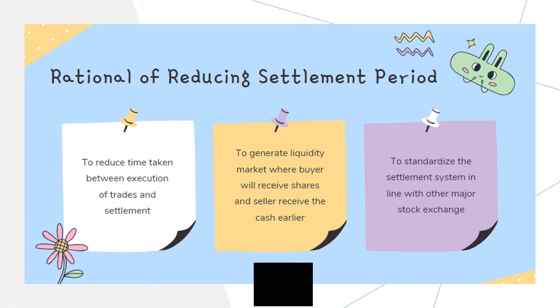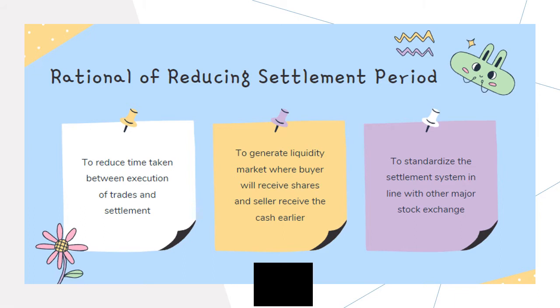Okay, so rationale for reducing settlement period. For your information, a long time ago, the basis was T plus 14 days. So as an investor, you have about 2 weeks to settle. This is what we call wasting our time and did not create an efficient or effective transaction.